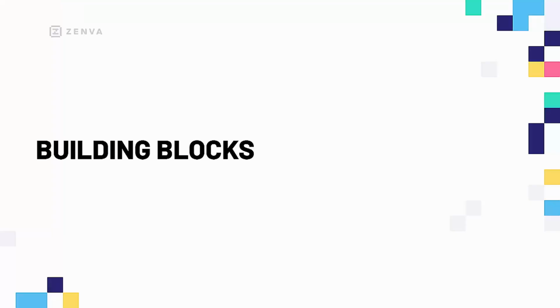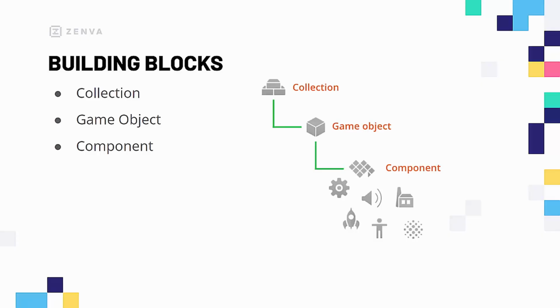Hey everyone, in this lesson we are going to be looking at the building blocks of our Defold games. Now inside of Defold there are 3 very specific things that we need to learn about before we can actually go ahead and begin creating our games. And these are the idea of collections, game objects, and components.